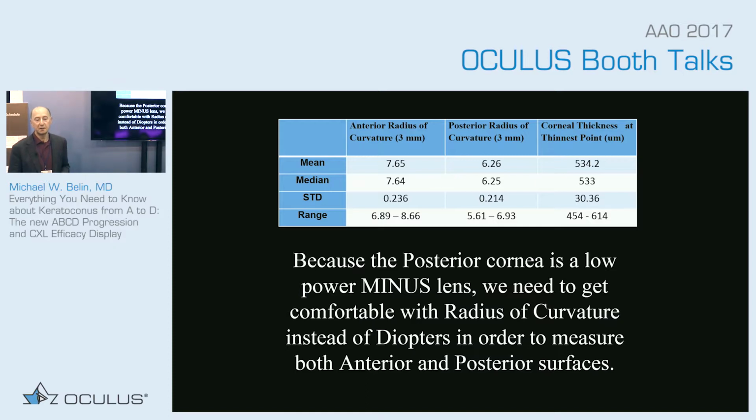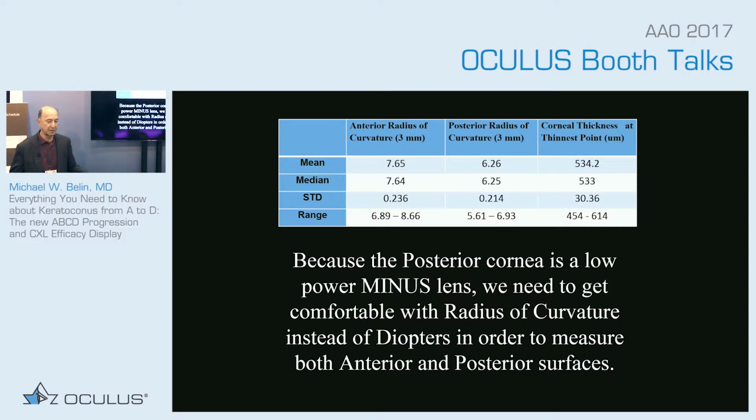If I was to tell you the anterior surface is 55 diopters and the posterior surface is -7, you cannot make any comparison. So radius of curvature is independent of index of refraction and allows you direct comparisons. So this is just not important, but just what we did.